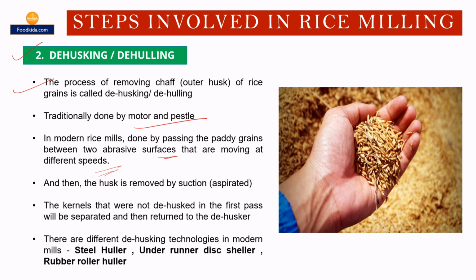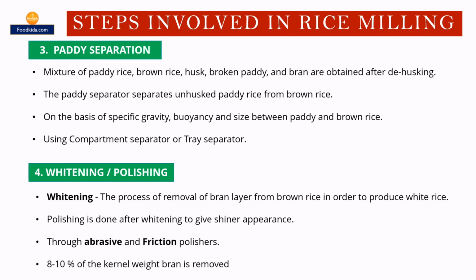Now the kernels that were not dehusked properly in the first pass will be separated and returned to the dehusker for removal of the husk layer again. And there are different dehusking technologies used in modern milling systems. First one is the steel huller, then the under runner disc sheller, and the rubber roller hammer. Now the third step is paddy separation.